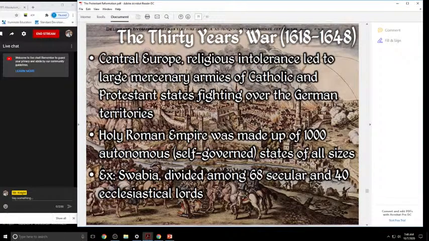So religious intolerance led to large mercenary armies of Catholic and Protestant states fighting over these German territories in the Holy Roman Empire, which at the time was made up of 1,000 autonomous, meaning self-governed states of all sizes. For example, Swabia was divided among 68 secular and 40 ecclesiastical, meaning church, lords, like bishops or whatever. And so, these territories have a lot of religious pluralism going on.